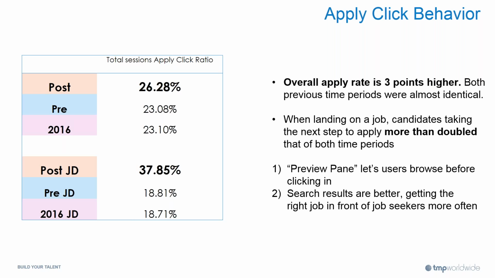But the second point that I think is just that the job search results are getting better. For certain queries, the right jobs are getting in front of the right job seekers directly much more often. And this has resulted in a doubling of the apply click rate, all the way up from 18.5 or 18.75 to almost 38%. So I think that's a really telling piece of data here, that job seekers are getting to those jobs much more effectively and finding the right ones.